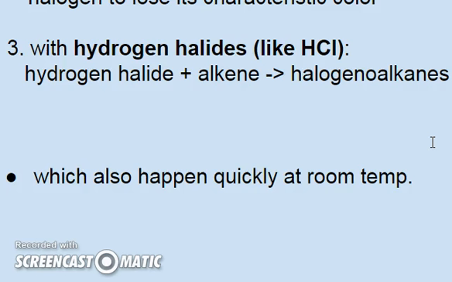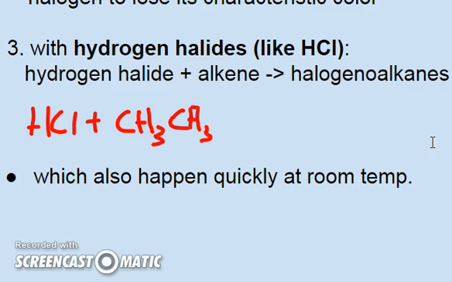And then the third reaction is the reaction with the hydrogen halide. And hydrogen halide sounds like it's something really complicated, but all it is is a hydrogen bonded with one of the halogens like HCl or HF or HI or HBr. So we'll go with HCl as our hydrogen halide. We'll stick with ethene. And now this time, if you think about the bond opening up, you've got a spot for a hydrogen and a spot for chlorine.